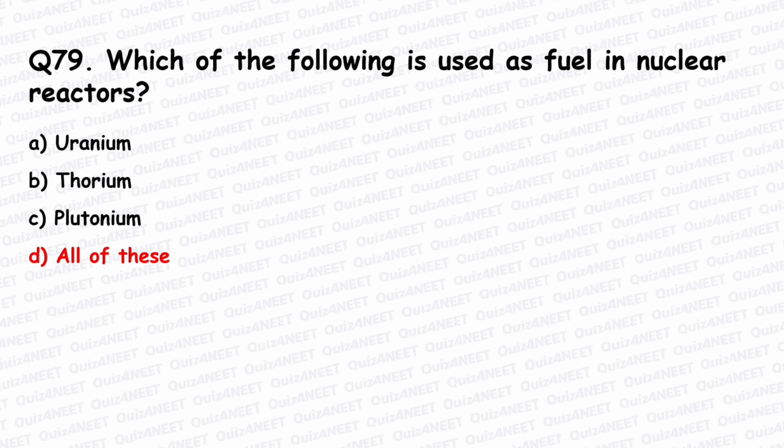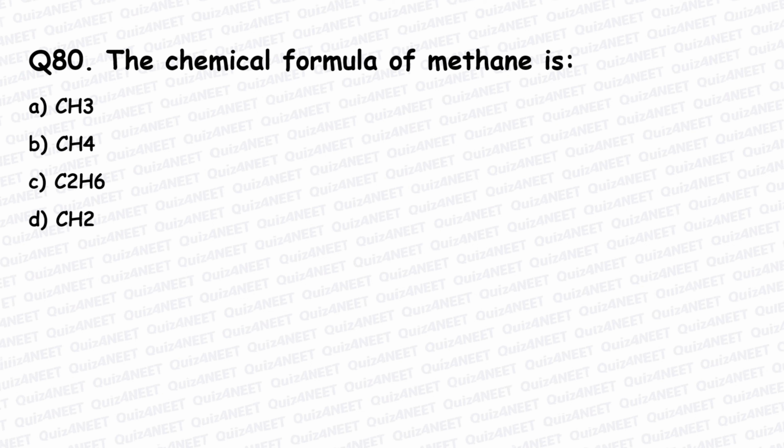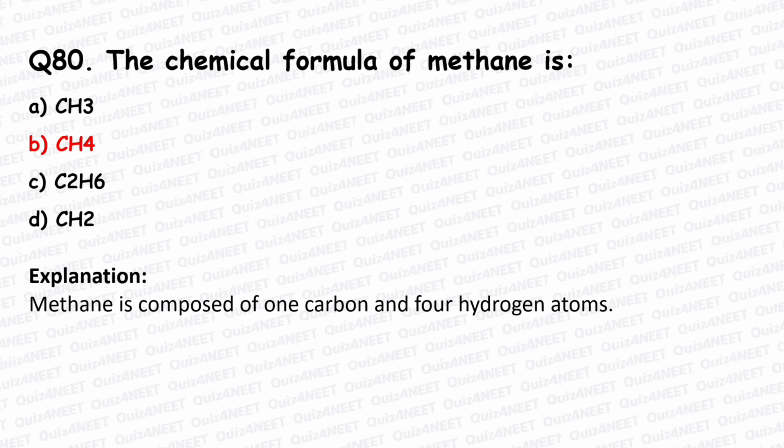Explanation: uranium, thorium, and plutonium can all be used as nuclear fuel. Q80, the chemical formula of methane is A, CH3, B, CH4, C, C2H6, D, CH2. Answer: B, CH4. Explanation: methane is composed of 1 carbon and 4 hydrogen atoms.